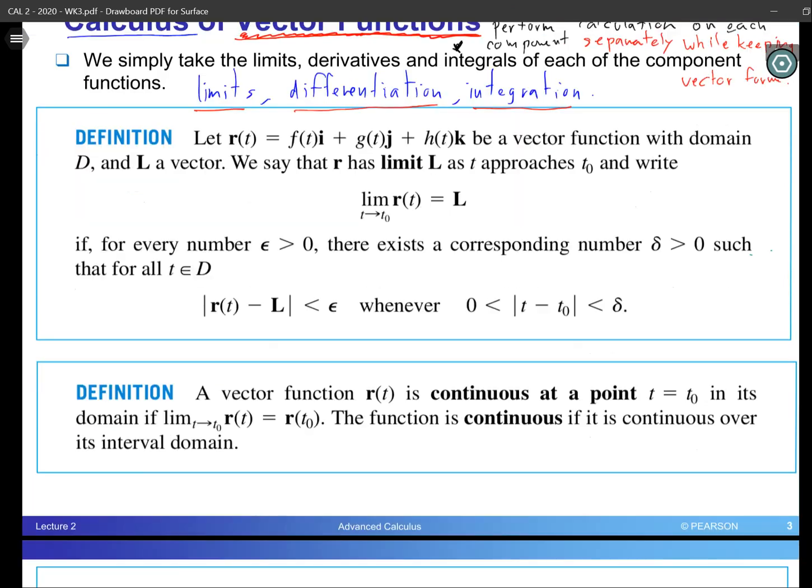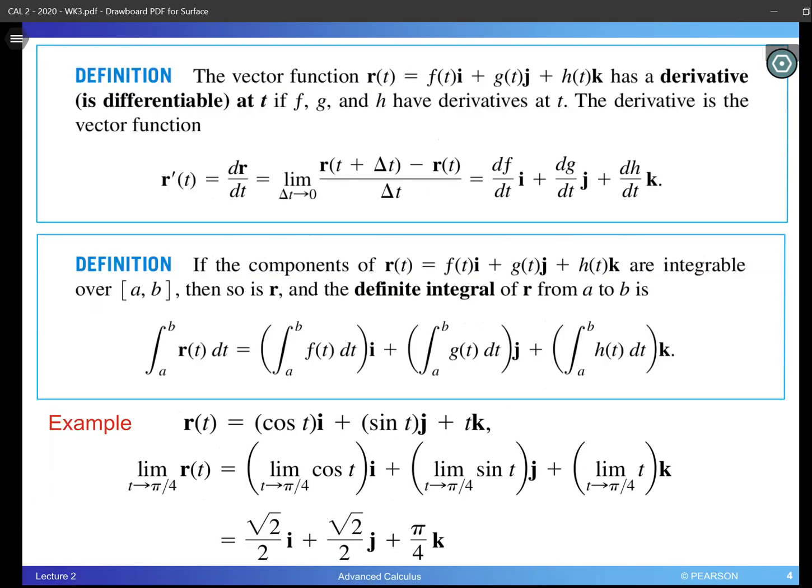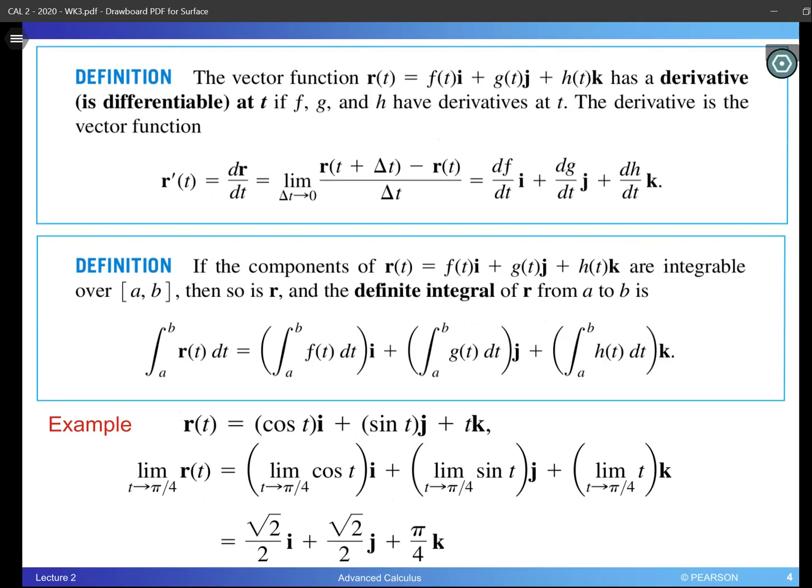So let's take a look at some definitions here. The first one at the top is about the derivative. Let's assume that you have this vector function r of t, and as you can see here, you have all these components, well, f(t) i, g(t) j, h(t) k, and so on. And then you want to find the first derivative of this. So here you want to find this r'(t).